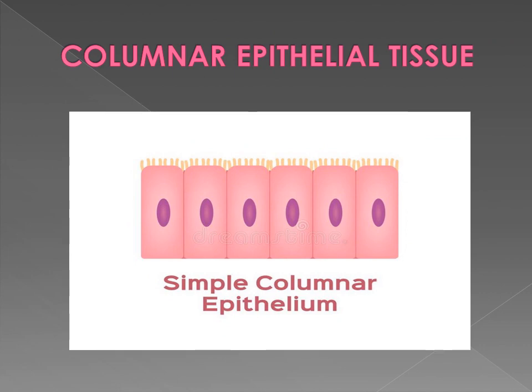Then the next one is columnar epithelial tissue. This is the third tissue for simple epithelium. Here the shape of the cell is columnar, like a pillar shape. Can you watch this figure? Each cell is arranged neatly and each cell consists of a nucleus. Since the shape of the cell is a column or pillar shape, that's why it is known as columnar epithelial tissue. Understand?